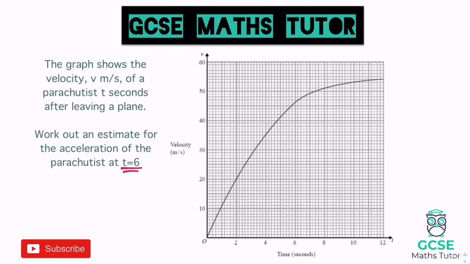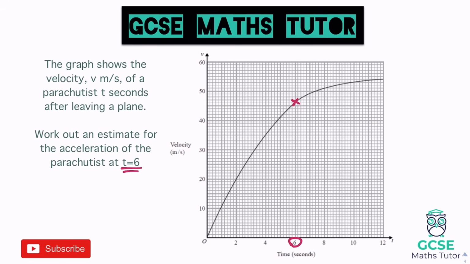So t equals 6 is down here. So obviously we just need to very carefully find out where that actually is. So let's just draw a little dotted line going up. There we go. So we want to work it out right there. Okay. So what we're going to do is work out the gradient at that point, and that's going to show us the change in velocity per second, which is actually acceleration. Okay, that's another way of talking about acceleration. You could say the change in speed per second or the change in velocity per second.